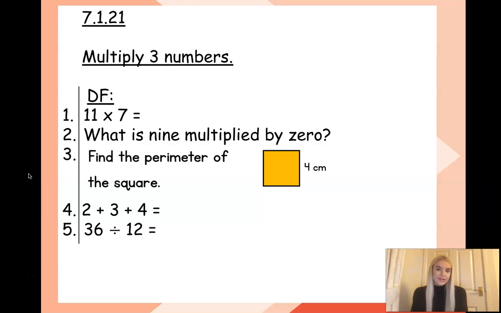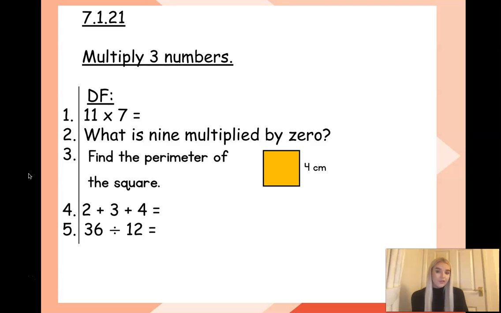Hello Year 4, in today's maths lesson we're going to be looking at multiplying three numbers. To start with, you have your daily fluency. This should take you about 4 minutes, so if you'd like to pause the video and make a start, off you go please. Fantastic, so let's look through the answers then.